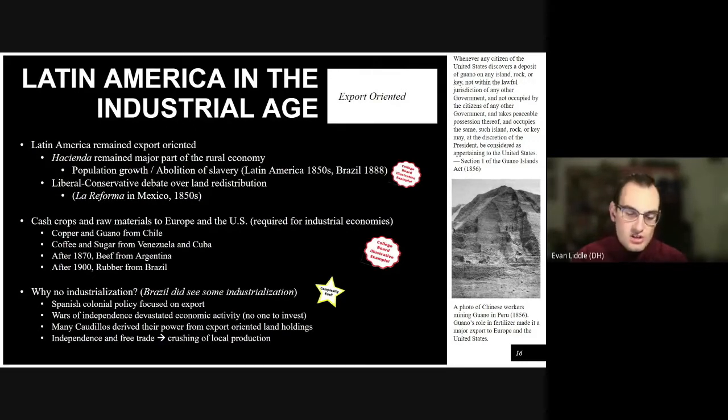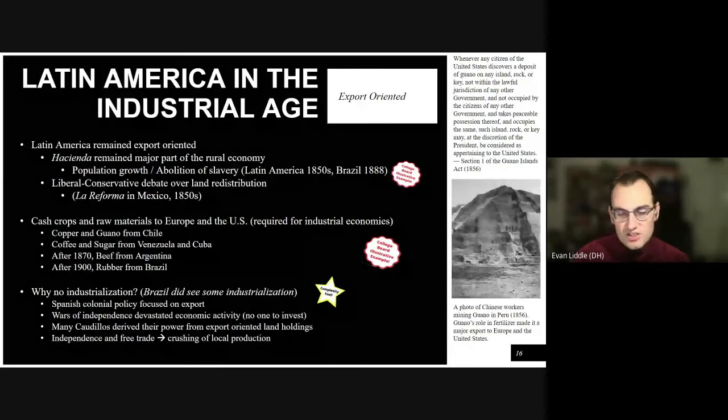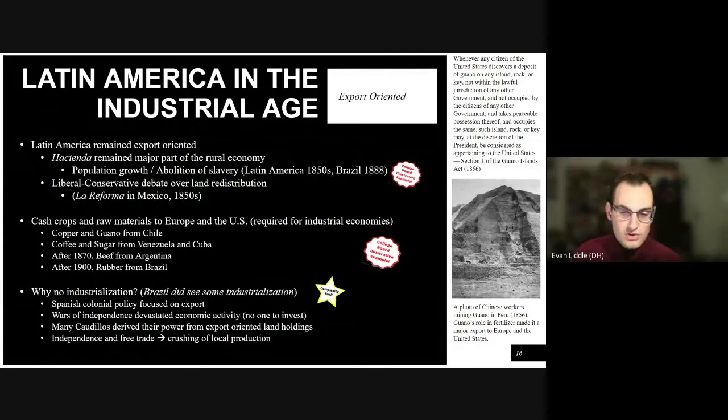So a combination of Spanish colonial policy and the situation after the wars of independence made it very difficult for Latin American countries to industrialize, things that the United States did not have to deal with because of its geography and its own unique colonial history.